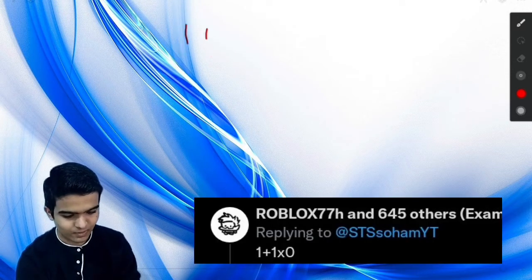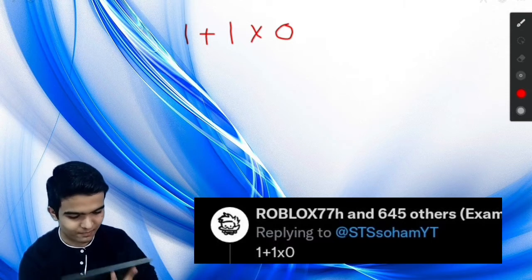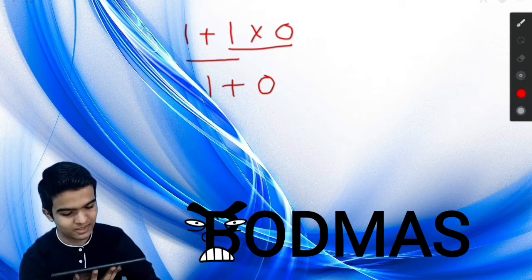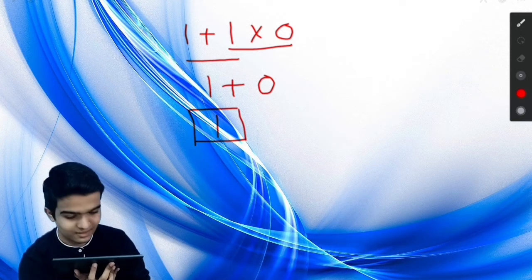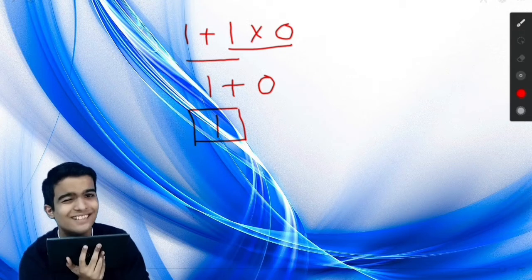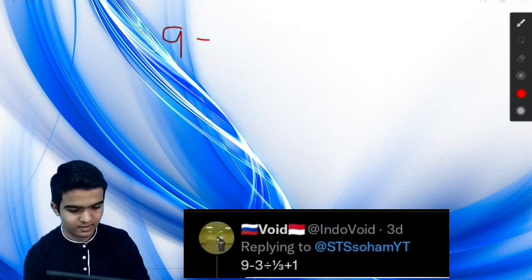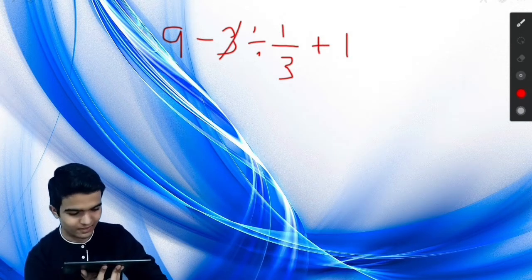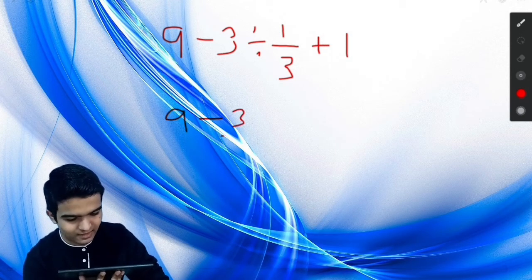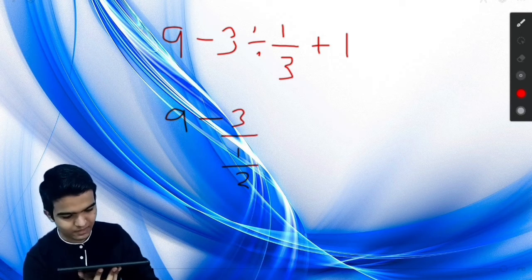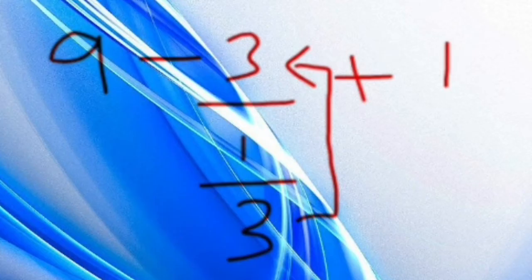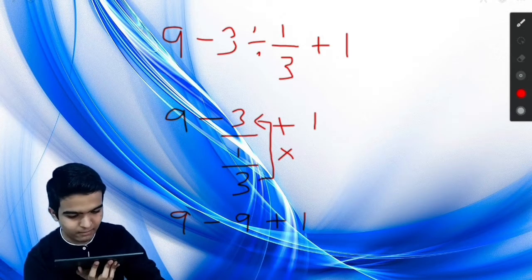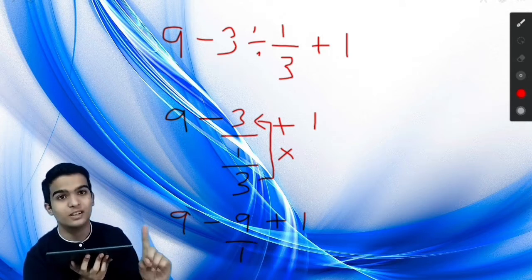Let's just continue. 1 plus 1 into 1, I mean 0. So it's pretty easy. Answer is, oh yes, we have to go complete with BODMAS. So 1 plus 0 is equal to 1, and answer is 1. So that's it. The question is also a little tricky, I mean. So the next question is 9 minus 3 divided by 1 upon 3 plus 1. So we have to just multiply the 3 which is down to the up. So it's like this, 9 minus 9 plus 1, which is actually 1.